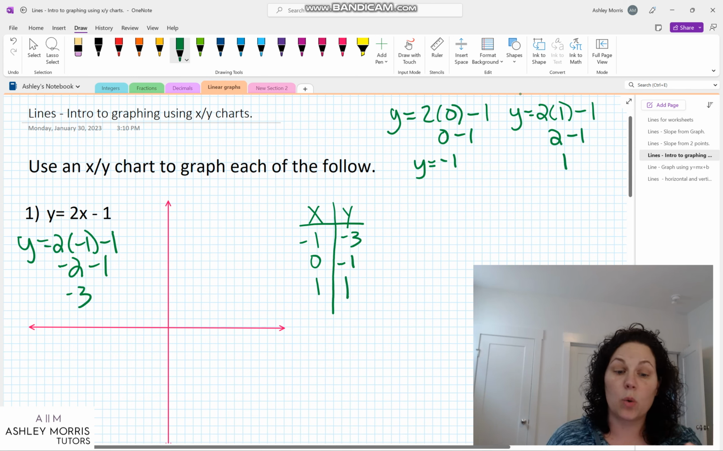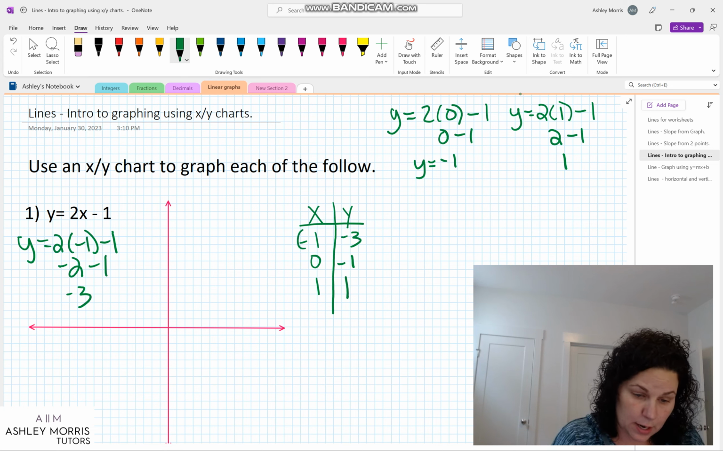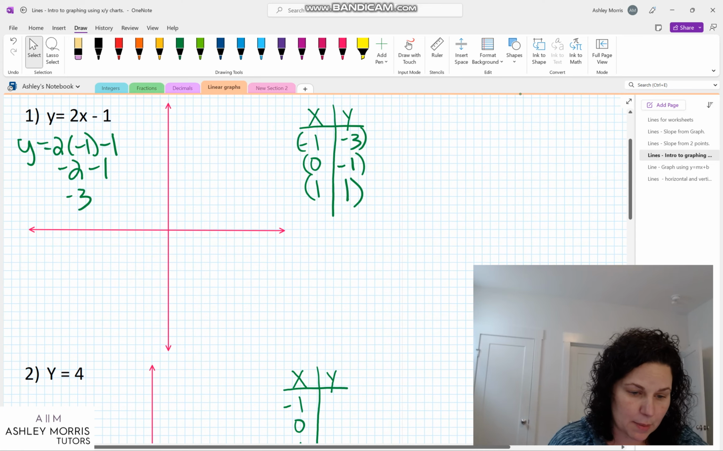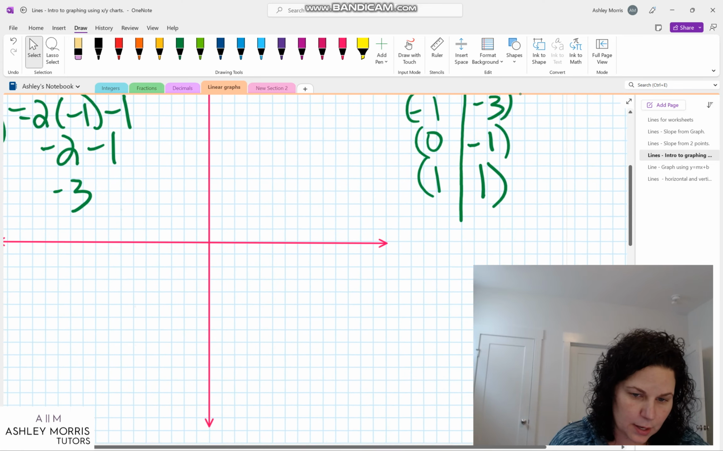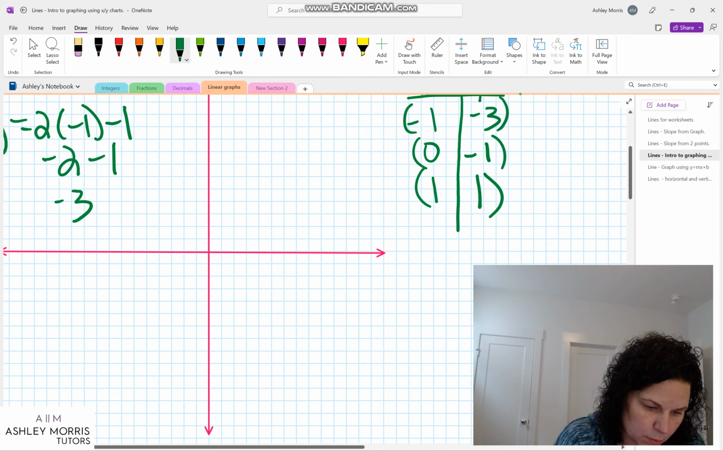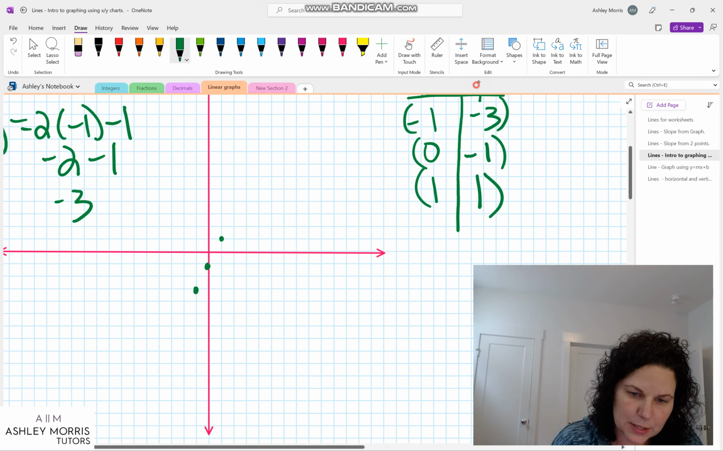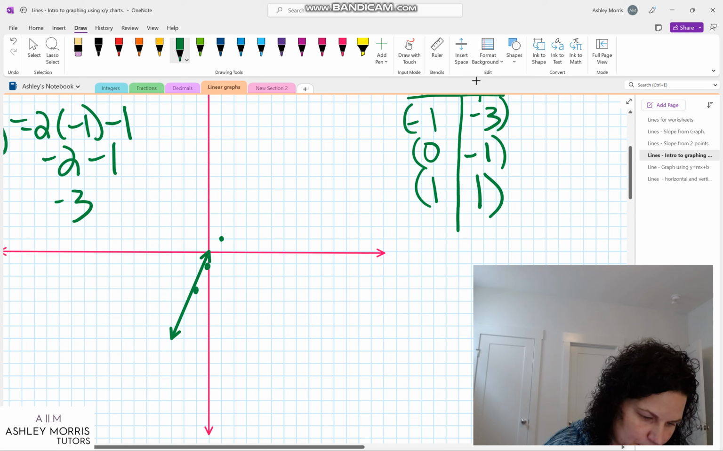So now I have these ordered pairs: (-1, -3), (0, -1), (1, 1). Let's graph them and hope I did my math right. (-1, -3), (0, -1), (1, 1). And then we are going to connect our dots. And I'm going to do the best I can with my line tool. Oh, I did pretty good.